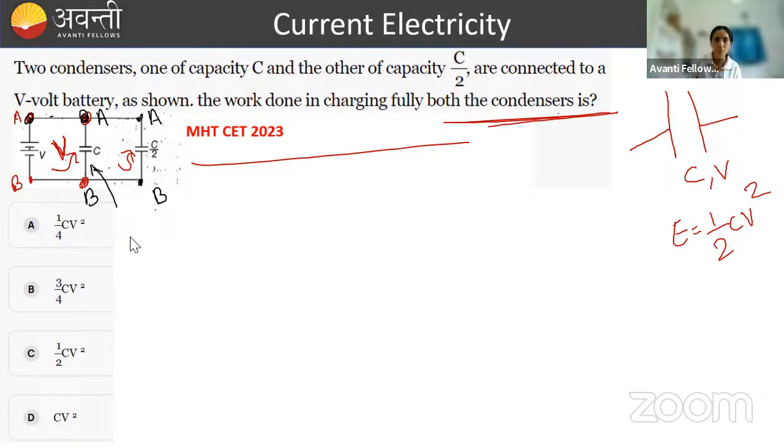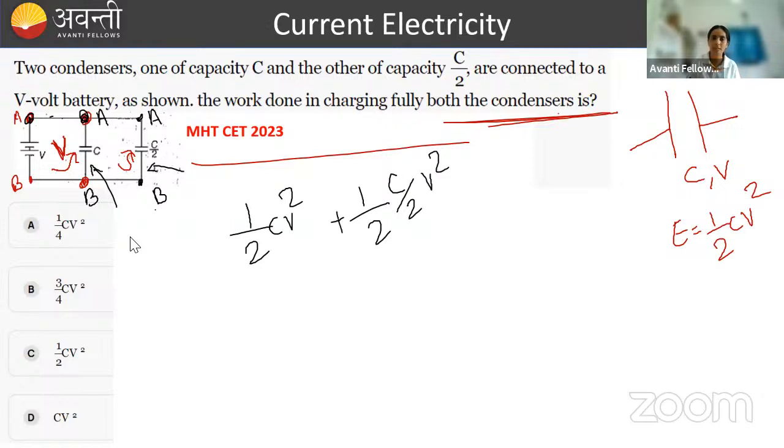Now see how much energy is stored on this: half CV square, because the voltage is V. On the other capacitor, the energy stored will be half times C by 2 times V square. If you add these two, how much will you get? You will get 3 by 4 CV square.